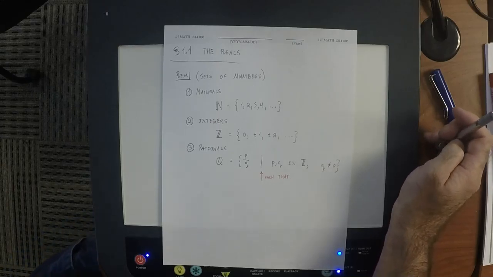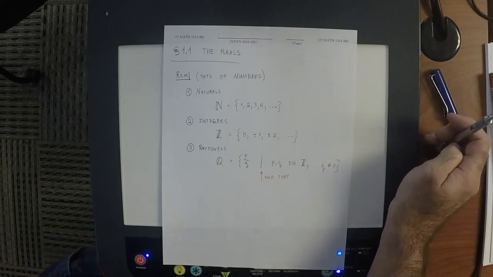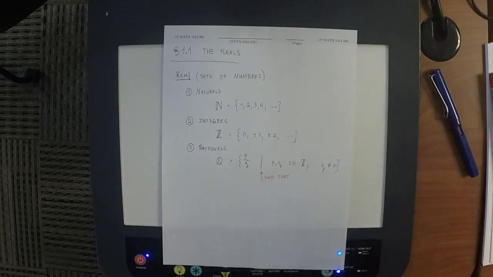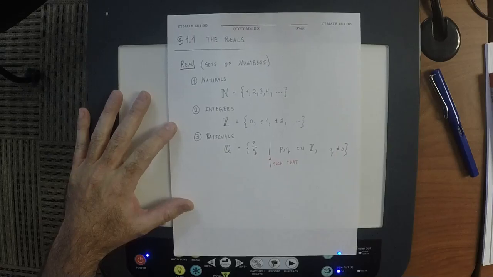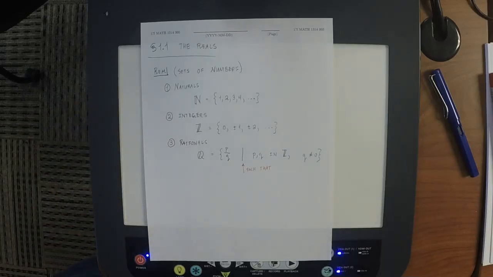Can someone tell us a rational that's not an integer? 3.4. I'm not even sure that that's a rational. Is it a rational? I was hoping so. 3.5. Okay. Is 3.5 a rational? I think so. It's 7 over 2. 7 over 2. Okay, there you have it. So, 7 over 2. 34 over 10, right? That would have worked too.